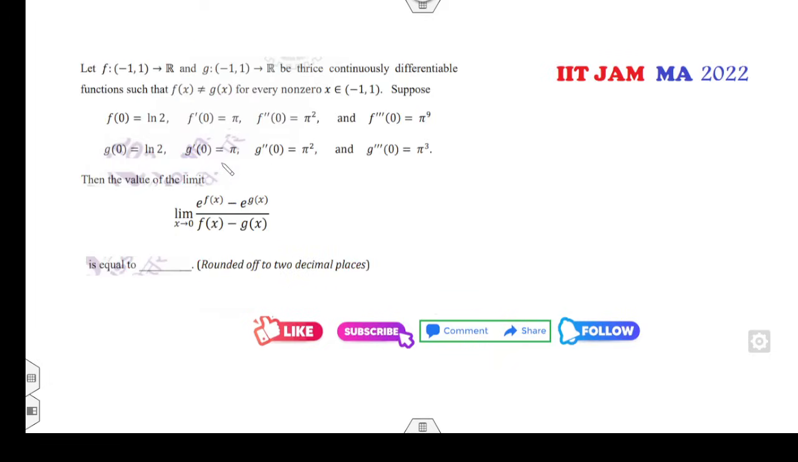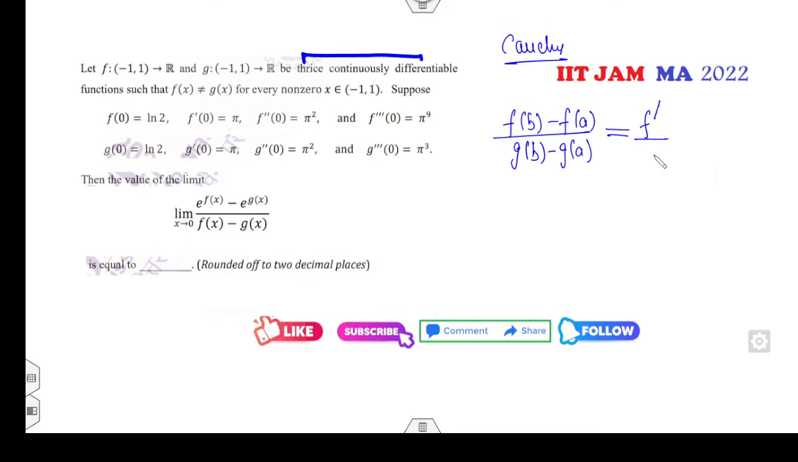Fine. Look at the next one. The function f is thrice continuously differentiable, and here, what comes to your mind whenever you see two functions, f of b minus f of a divided by g of b minus g of a? You can use the Cauchy theorem. Fine. So that will go to f dash over g dash. So in this case, the numerator is e raised to power f, its derivative divided by the derivative of the denominator, taking limit x approaches 0.